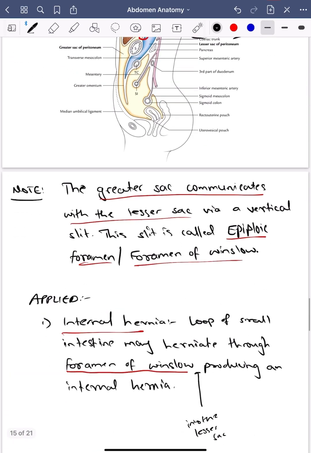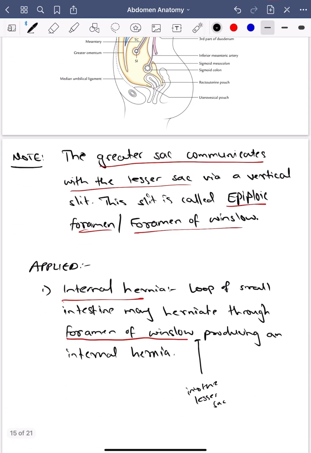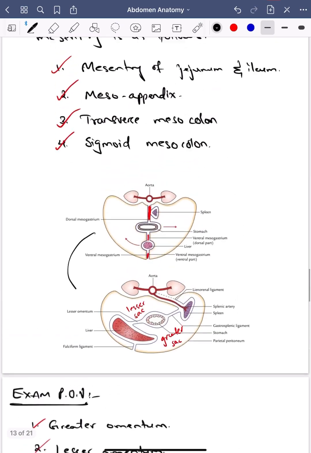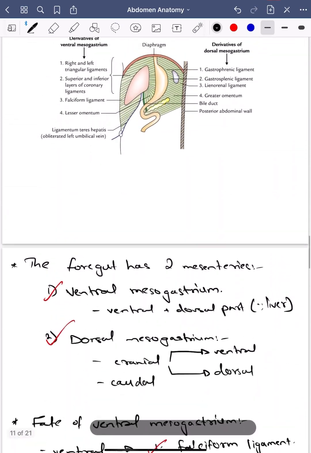Okay, and with this we conclude part 1, the introduction of the abdomen. And before we move on to the second part of the introduction, you can have a read through of the topics that we've discussed so far.